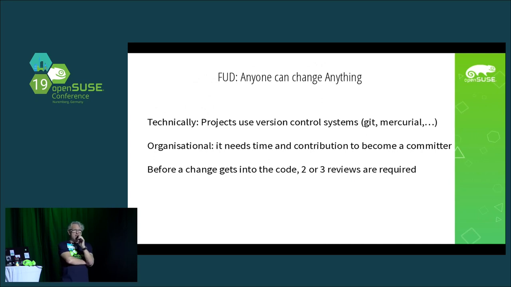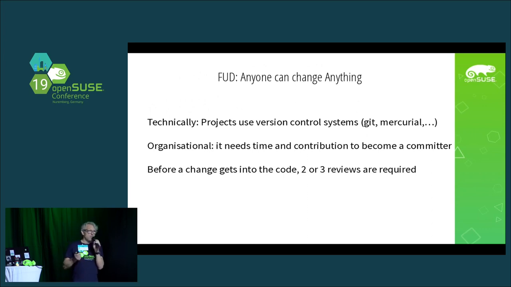Another thing that scares people, especially on the CIO level, is that, well, if this is free, that means everybody can change the code. This is complete anarchy. Anybody can change anything, and this cannot be good. So, what is the fact? The fact is that, first of all, all projects basically use version control systems, whether this is Mercurial or Git, whatever. Within this version control system, you can identify basically any change that has been made.